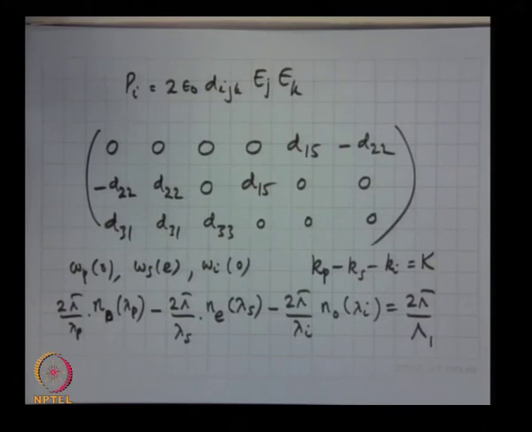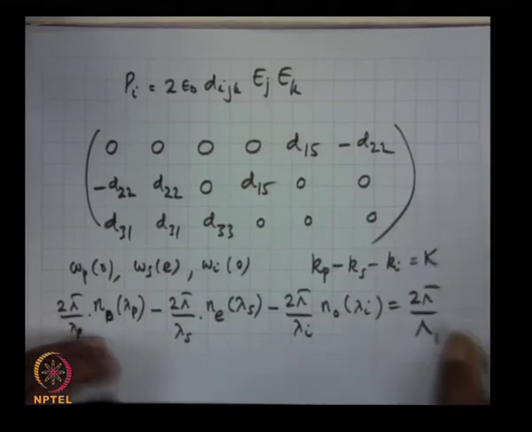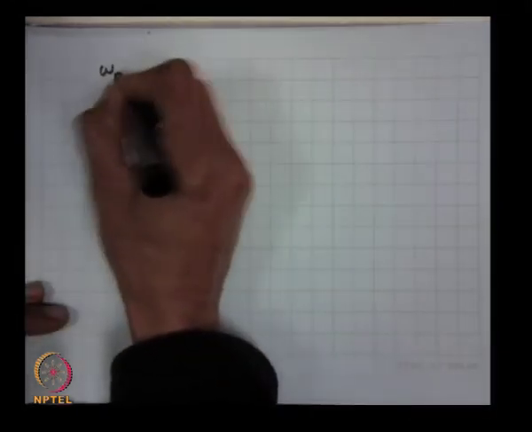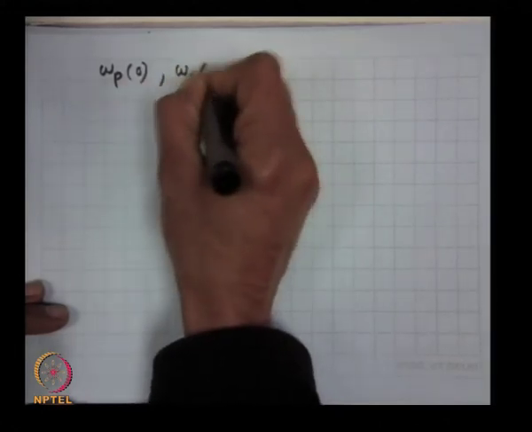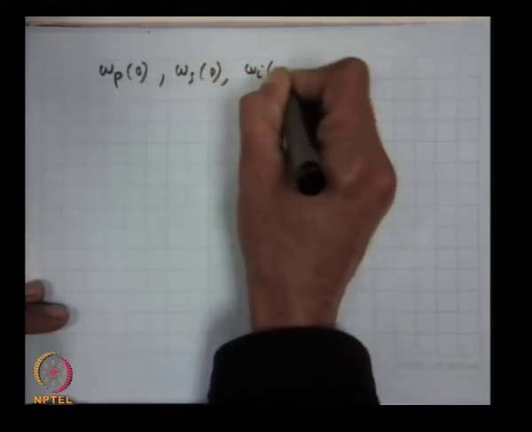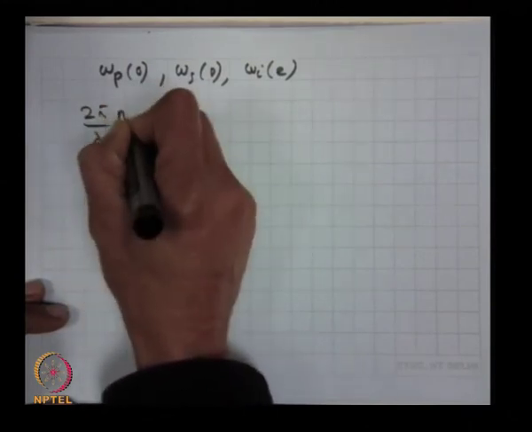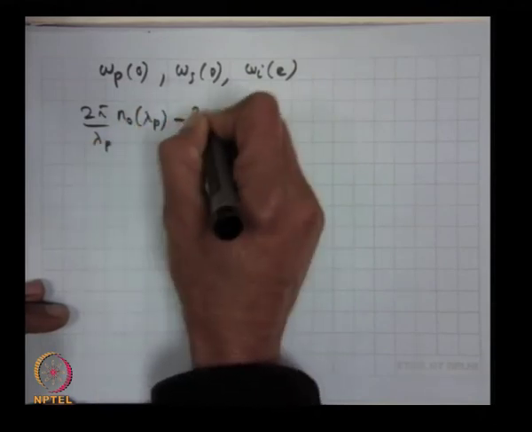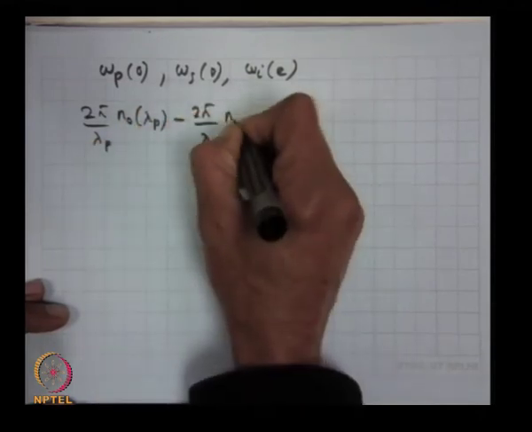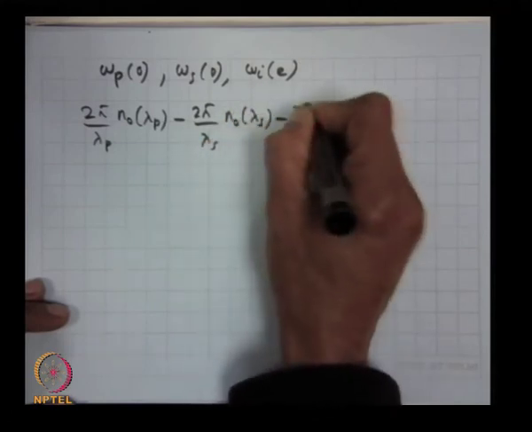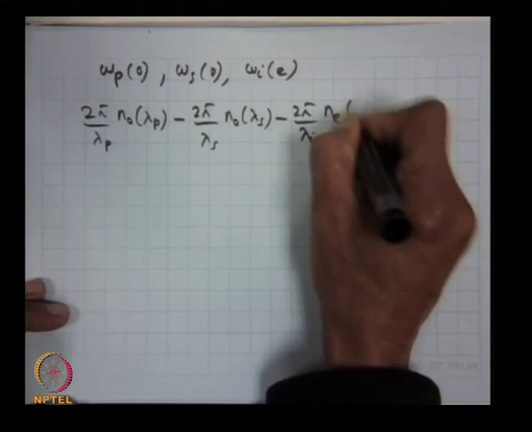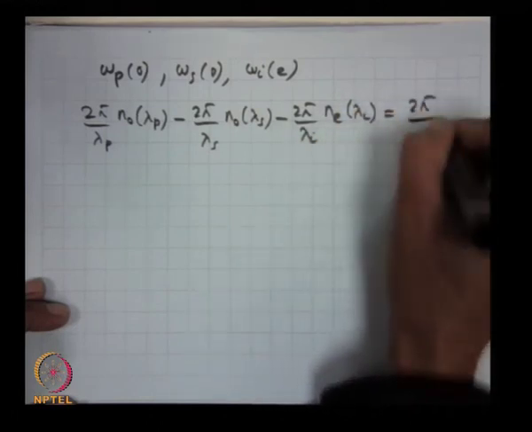Okay. What about the other one, where omega p is ordinary, omega s is ordinary, and omega I is extraordinary. So again I have 2 pi by lambda p, NO at lambda p, minus 2 pi by lambda s, NO at lambda s, minus 2 pi by lambda I, NE at lambda I, is equal to 2 pi by capital lambda 2.